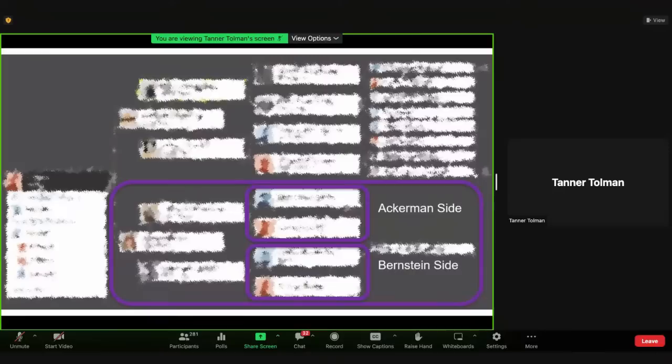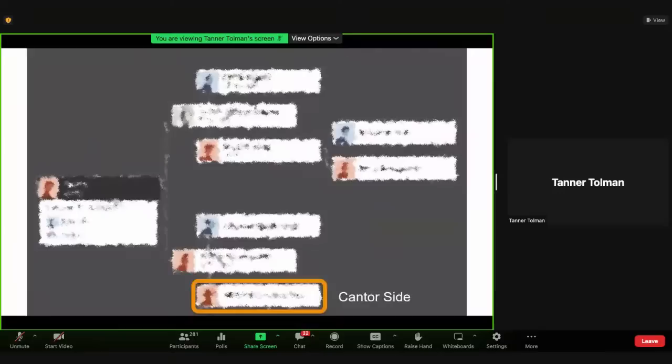We knew that it had to be on one of these two sides. So next we go back to the orange cluster. And this was the closest one that had a tree. And the grandmother was Abigail Cantor. And all of the shared matches on the orange side seem to be related to the Cantor family. So somehow we need to find a father that is related to either the Ackermans or the Bernsteins, and then also the Cantors.